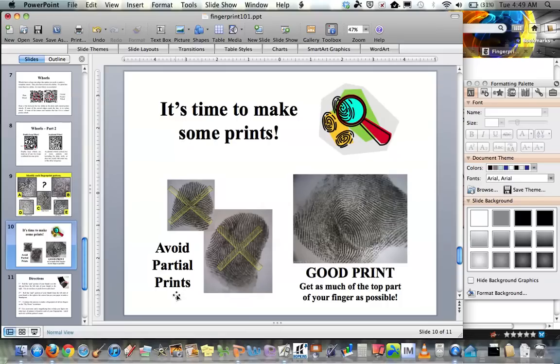Now what you want to do is try to get a full print, okay, not just a partial. And I'm going to show you a video that hopefully will help with that. But you're basically going to need from the tip of your finger down to the first crease, so you'll need ink over the whole portion of your finger, and you'll need to lay your finger nice and flat. Sometimes the edge of the table will help.